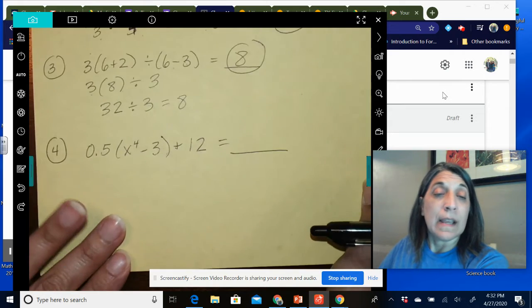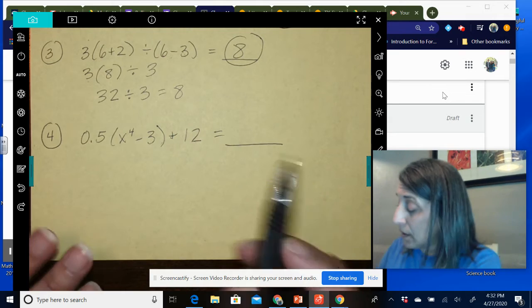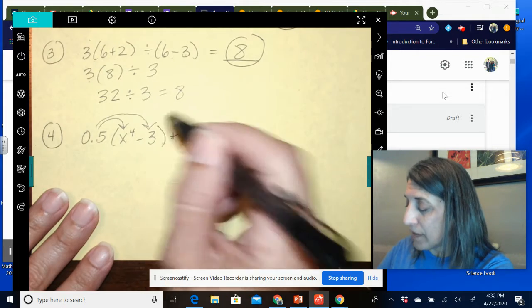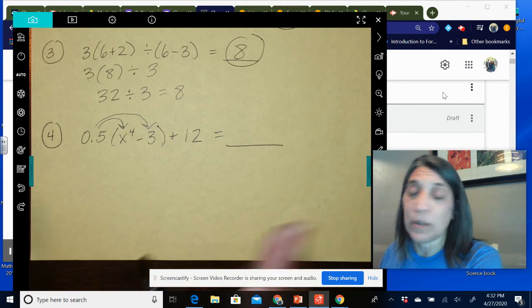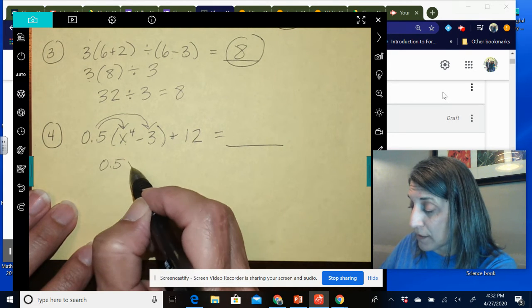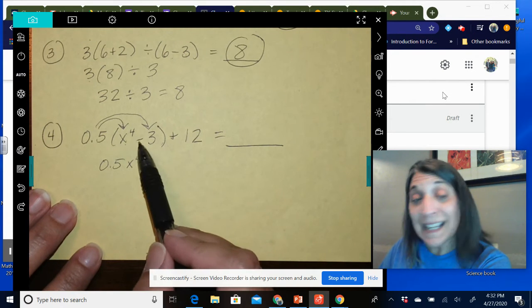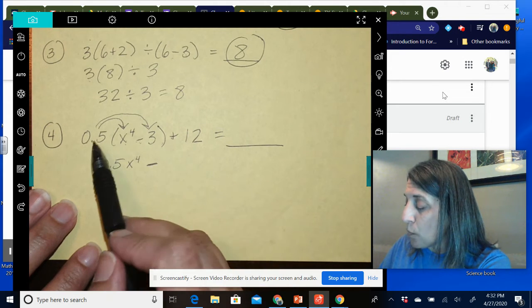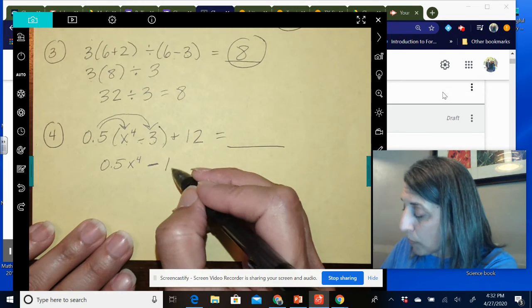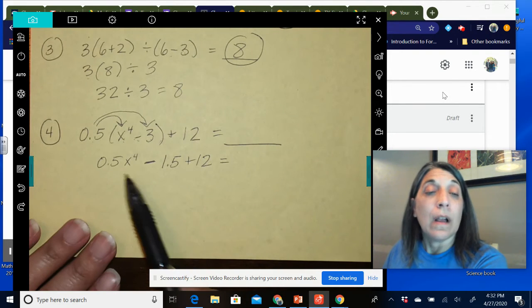So good practice. And then this last one requires the distributive property and order of operations. So I'm going to take my 0.5, which is really just a half, if that helps you. Think about it as a half. You can even change it to the fraction of a half if that helps you. So 0.5 times x to the 4th is just 0.5 times x to the 4th. Like that's how you write it. Until we know what x is, we can't go any further on that. Minus, keep that minus, 1/2 times 3. Well, if you take 3 and cut it in half, you have 1.5. Okay, plus 12. Okay, now I can't do anything here.